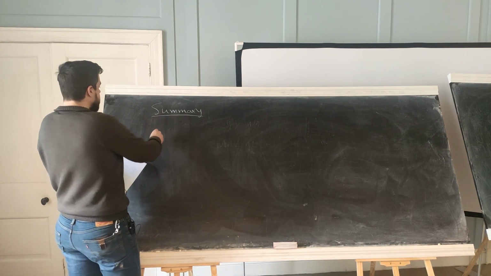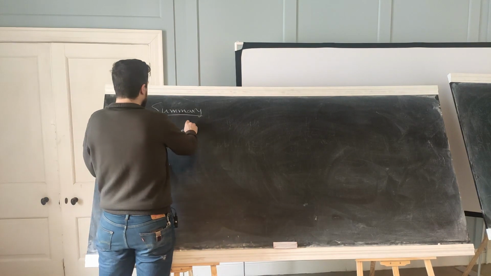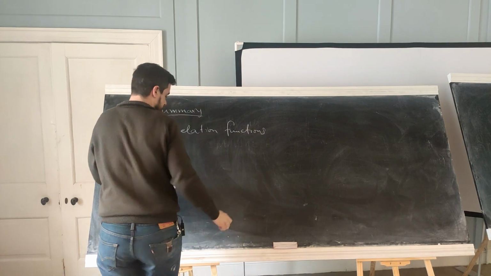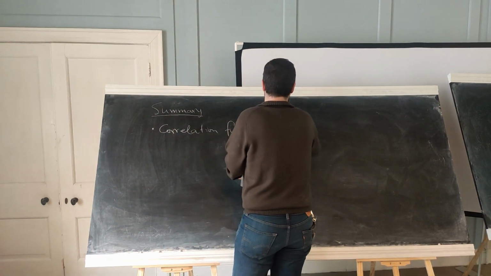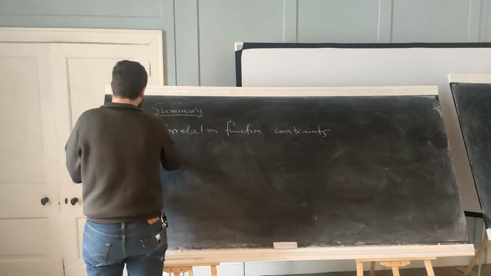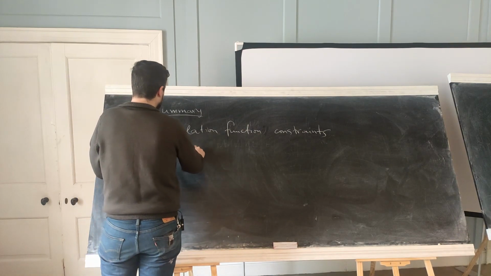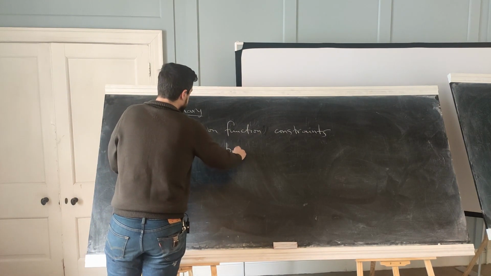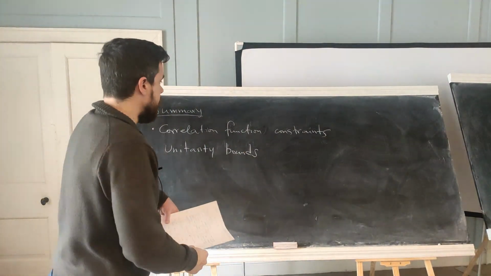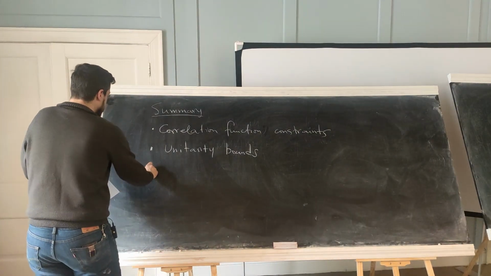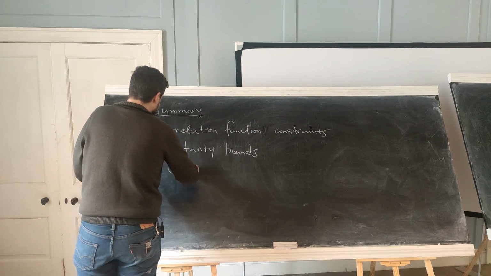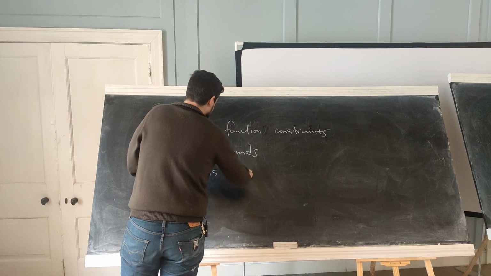And so this was correlation function constraints. Then we went through this discussion of radial quantization and so on to motivate and discuss the operator product expansion, which is convergent.